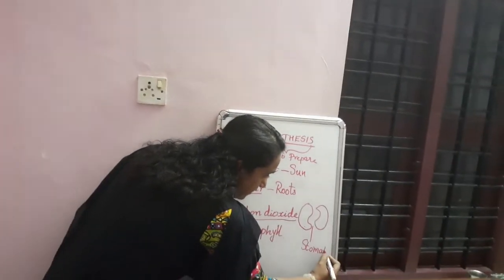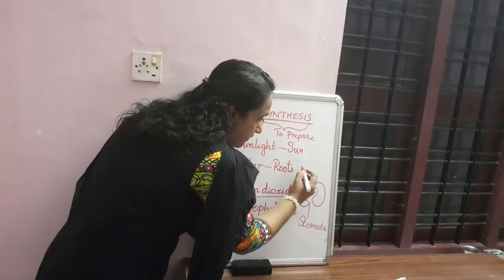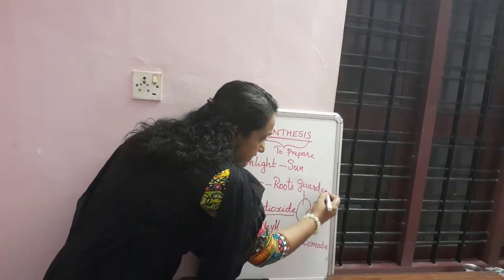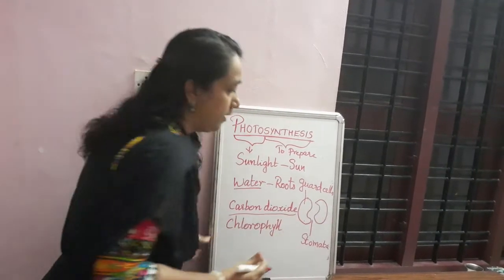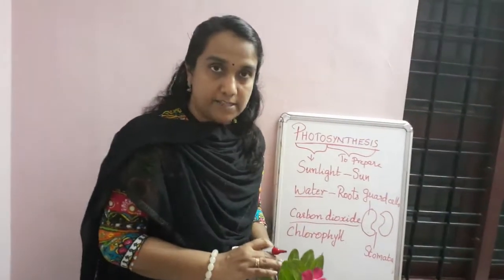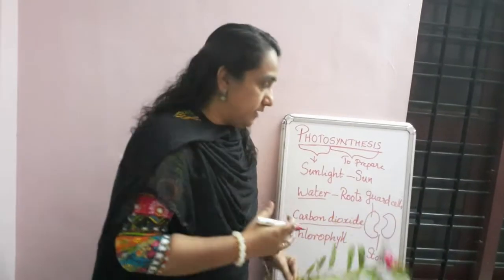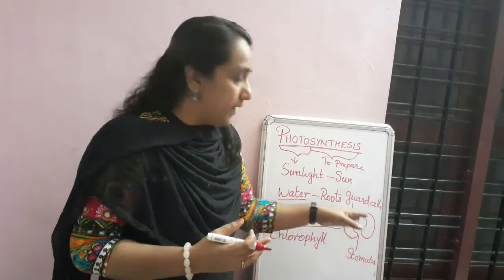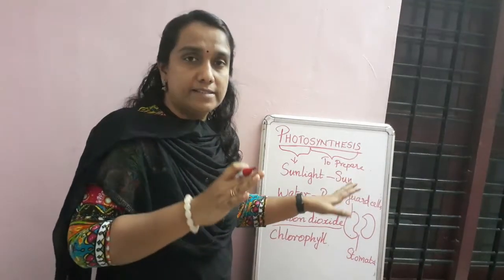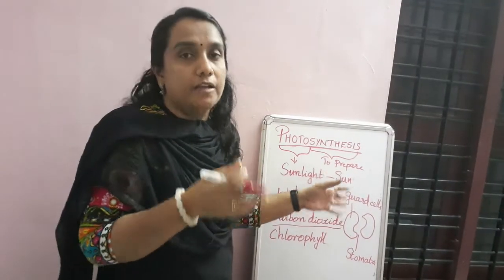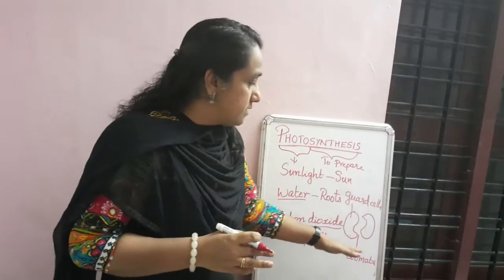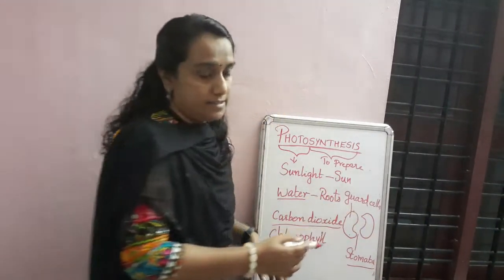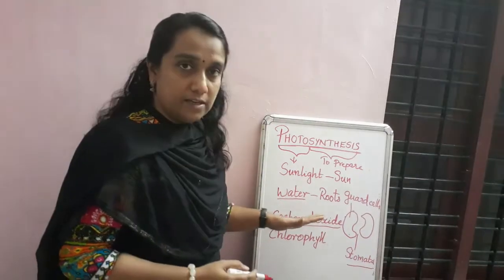Stomata. These are known as the guard cells. So if the plant needs carbon dioxide or oxygen, it will open. Okay, and after that, if the plant has got sufficient air, it will close. So this is known as the stomata, and these cells are known as the guard cells. Okay, it is clear, right?